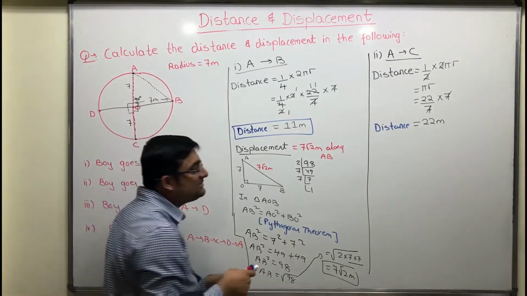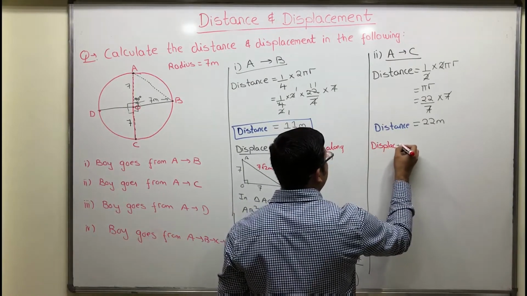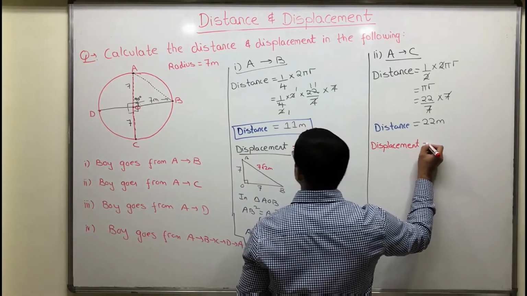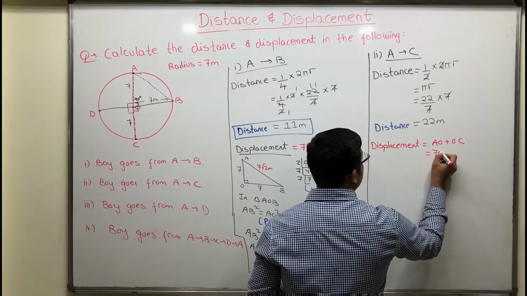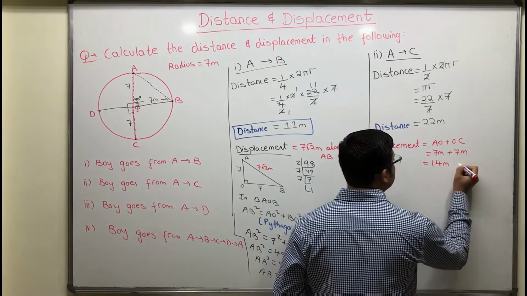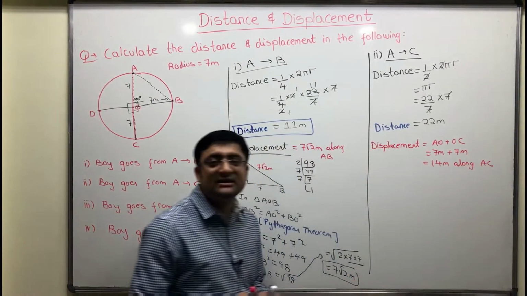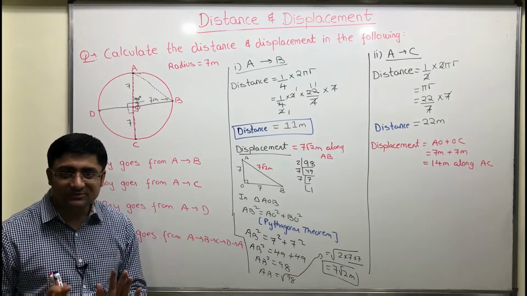So see, displacement is easy. In this case, displacement is basically the diameter. I repeat guys, what is AC? It is the diameter. So displacement is equal to AO plus OC, that is 7 meters plus 7 meters, which is equal to 14 meters. And what is the direction? Along AC. So displacement in this case is very simple, 14 meters along AC. So I hope this much is clear.